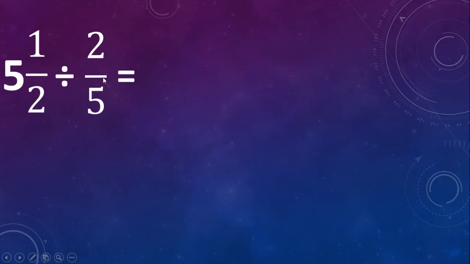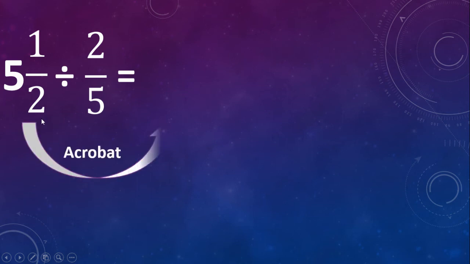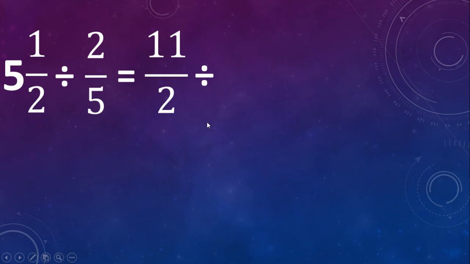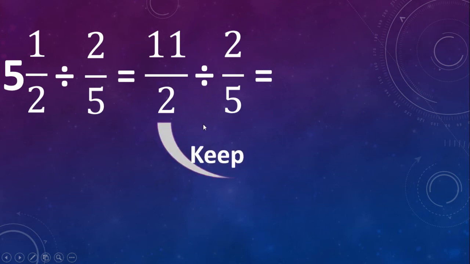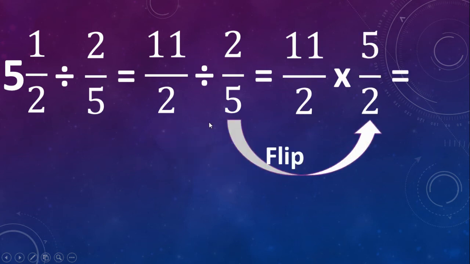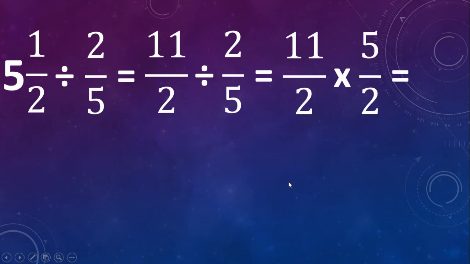Here we have a mixed number divided by a regular fraction. We have to acrobat. 2 times 5 equals 10 plus 1 is 11/2. The first step here was to acrobat. That's why this step is here, acrobat. Acrobat first. Now we start talking about KFC. Keep, flip, and we changed our sign, and it equals 55/4.